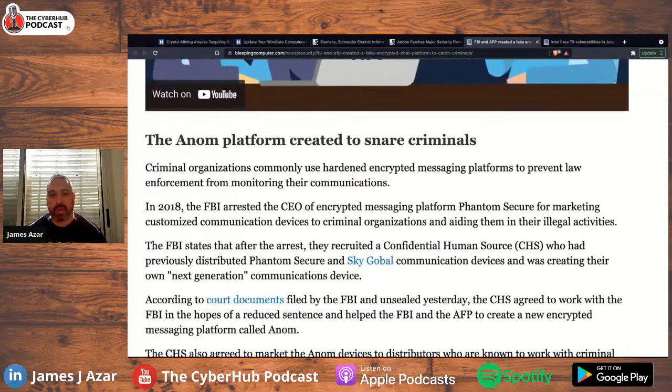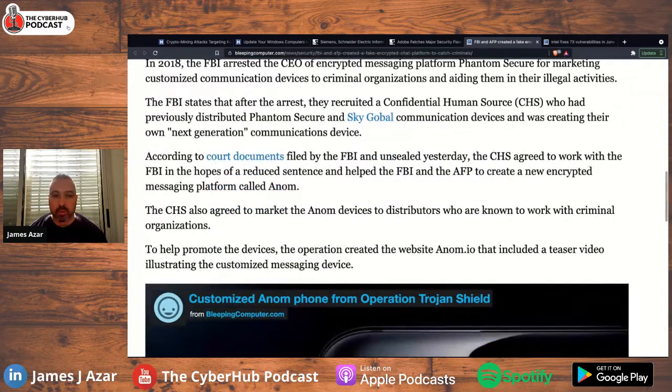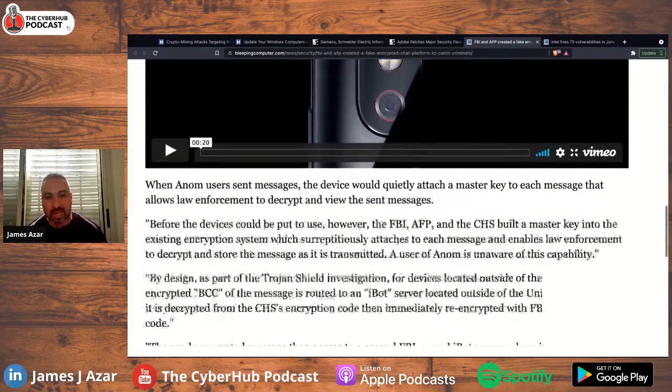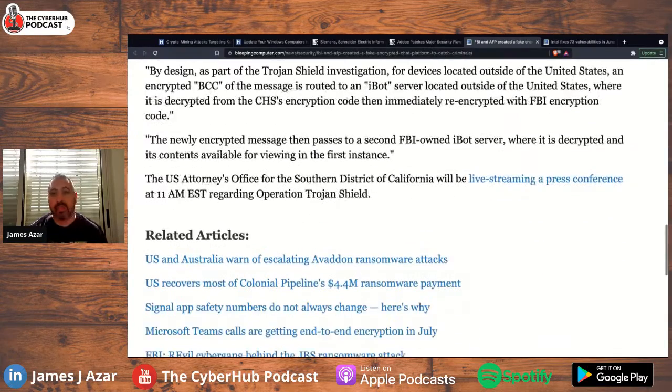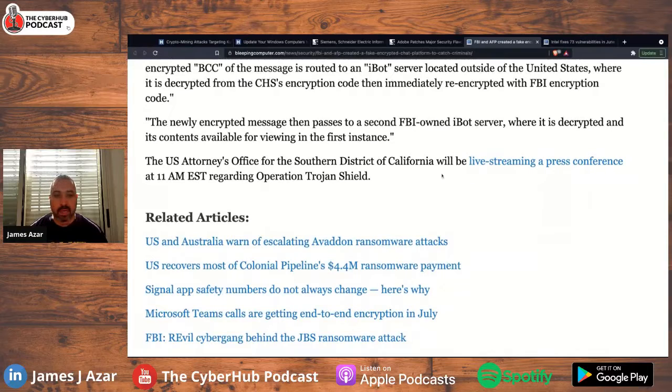The Anom platform was created to snare criminals into thinking that they are speaking on an encrypted platform, aka see WhatsApp. And before the devices, they were able to locate and essentially get all this stuff in it within 3 years. Now they have all of that.